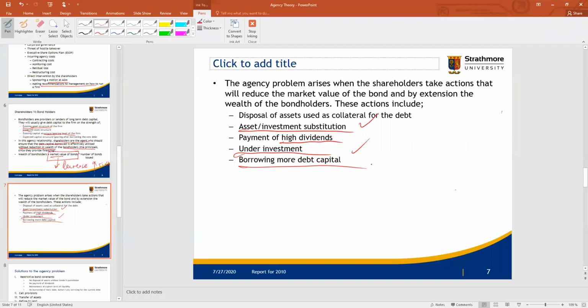Now, in the beginning it might not be a huge problem, but as time goes by, there will be more debt capital providers that come after you. Of course, as the first debt holder, you rank before the other debt holders because you came first.